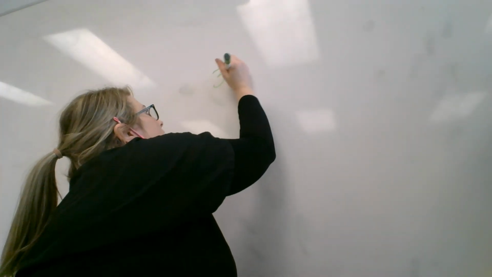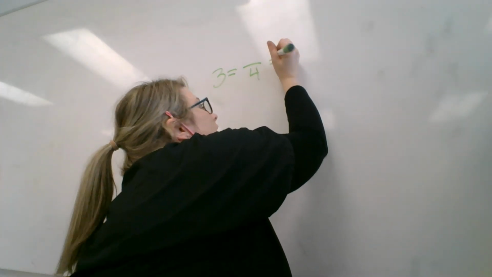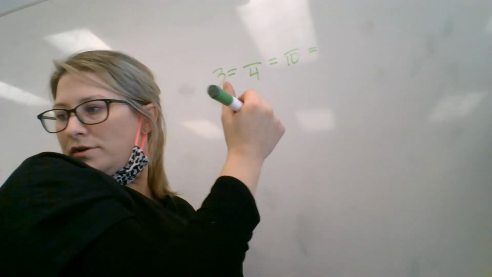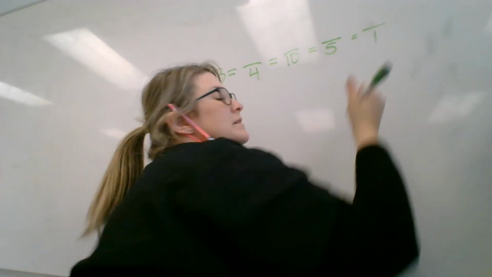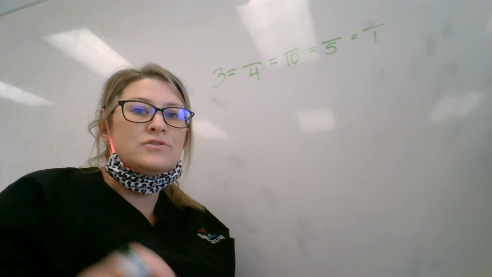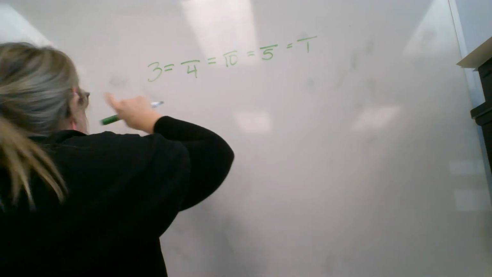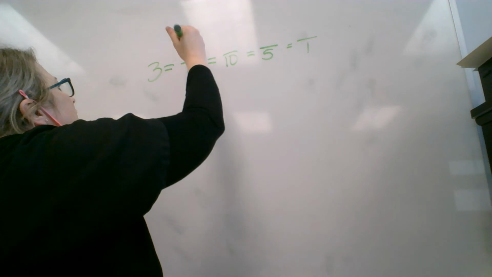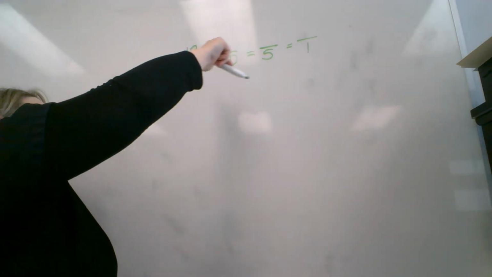All right, Part 4. Big whole number equal to something over 4, equal to something over 10, equal to something over 5, equal to something over 1. Okay, remember how to get these. You're going to multiply the top number or the bottom number by the whole number. 3 times 4 is 12. So 3 is equal to 12 fourths.